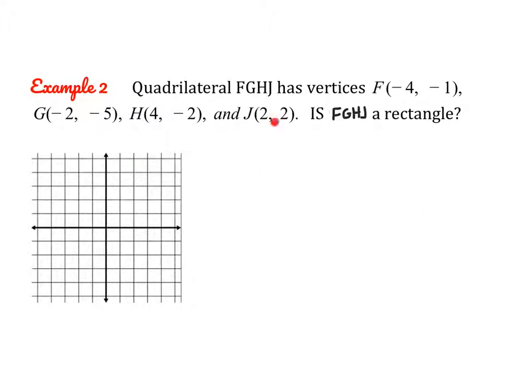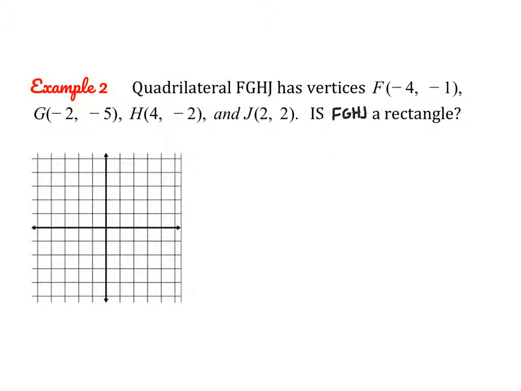All right, so now we're going to use what we just practiced to help us do a little bit of coordinate geometry. So here they give us 4 coordinates of a quadrilateral, and they ask us to determine if that quadrilateral is a rectangle. So let's start by plotting our points and see what's going on here.